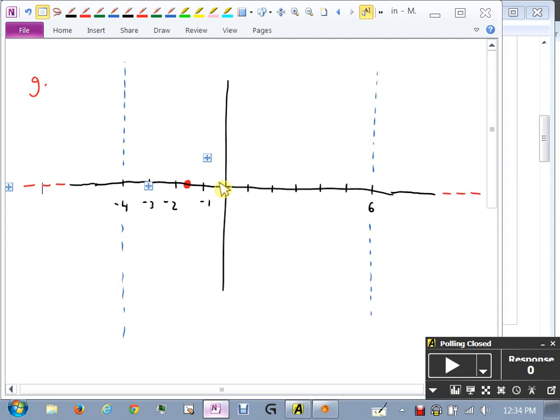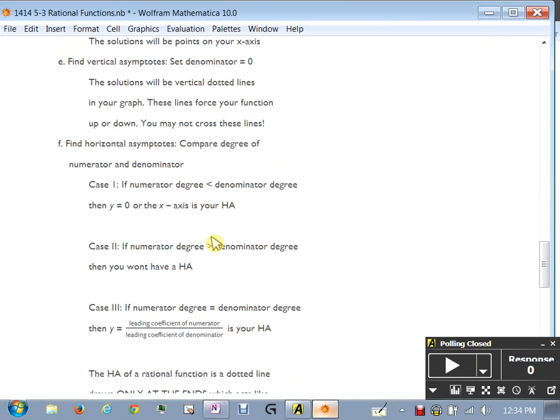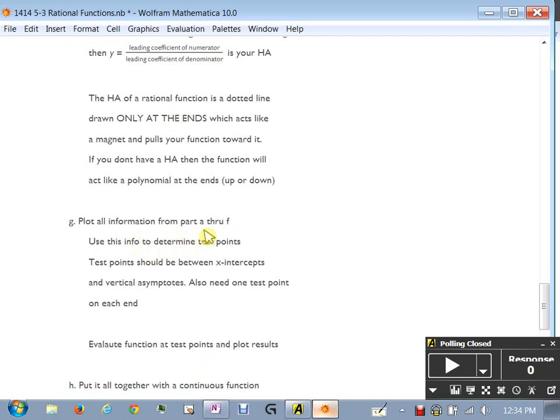All right, anything else that we have as far as information? D, E, F, it's all there, right? So we've plotted all the information. What's the next thing? Plot all the information. Use this information to determine what are called test points. The test points should be between X-intercepts and vertical asymptotes.